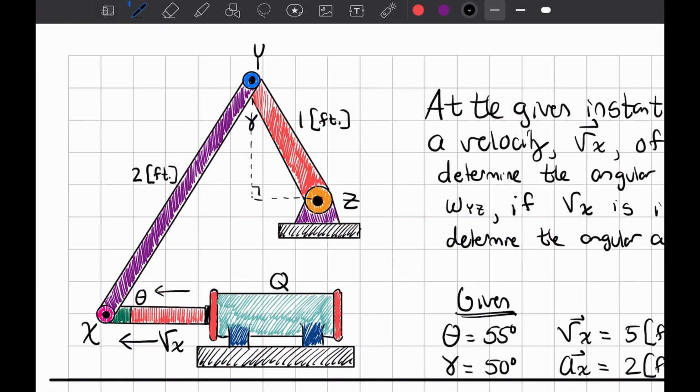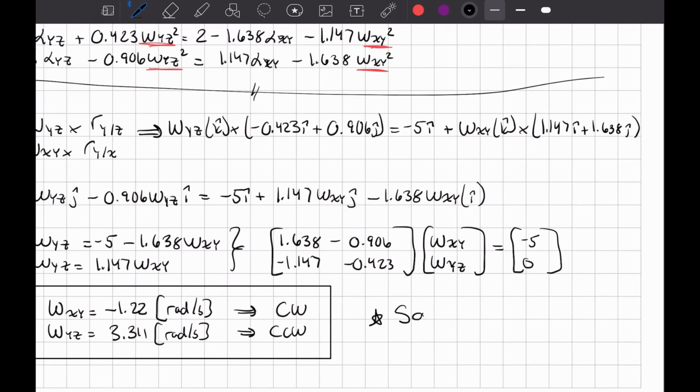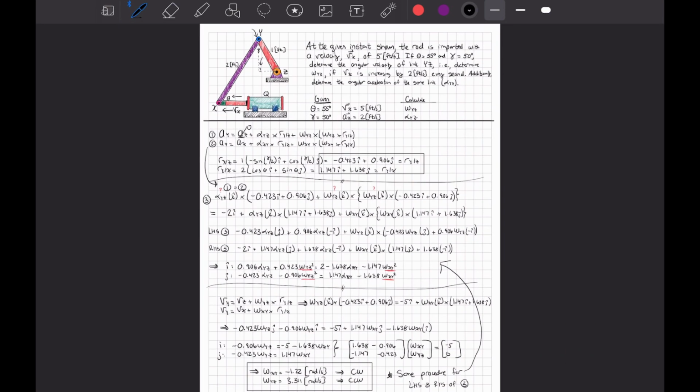Just to make sense, so we're pushing pin X to the left, so you can imagine that XY is going to rotate clockwise, and then the other one's going to rotate counterclockwise, as we expected. You can apply the same procedure above for equation 3 to get the accelerations, which I didn't do, but just some plug and chug.